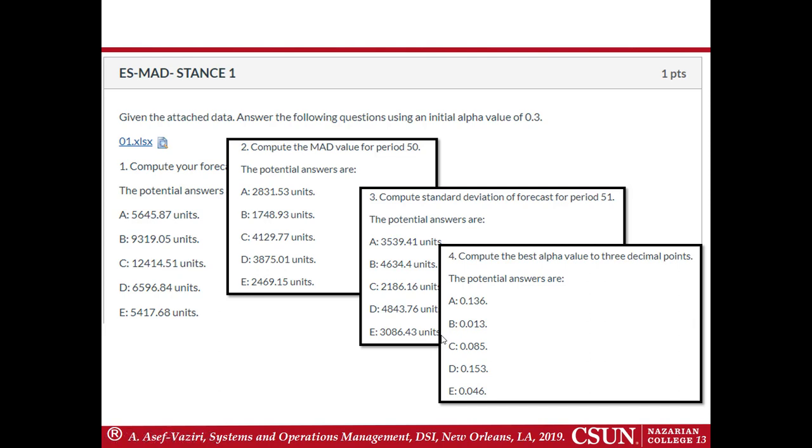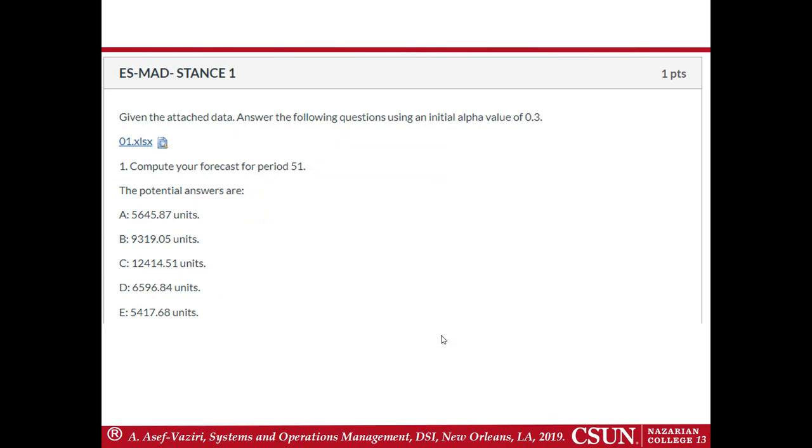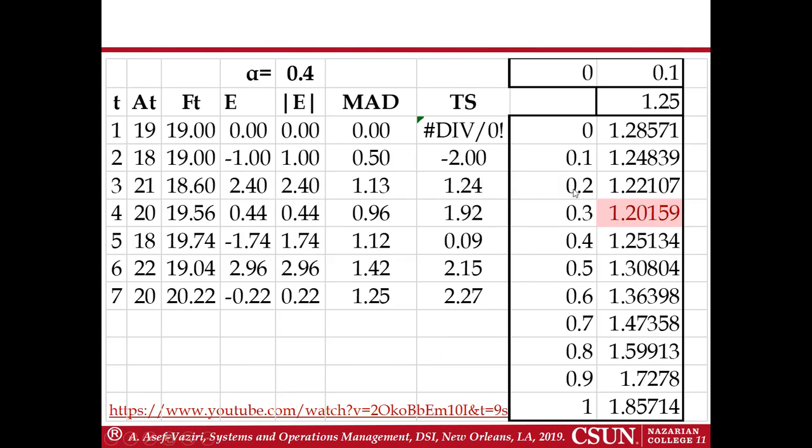But in order to motivate them to also learn to solve situations when solver is trapped into a local optimum and cannot find the best solution, they also learn how to use a data table and then how to change the ranges and make it smaller and smaller such that they can get more or less the same solution as solver would have got if it was not trapped into the local optima.